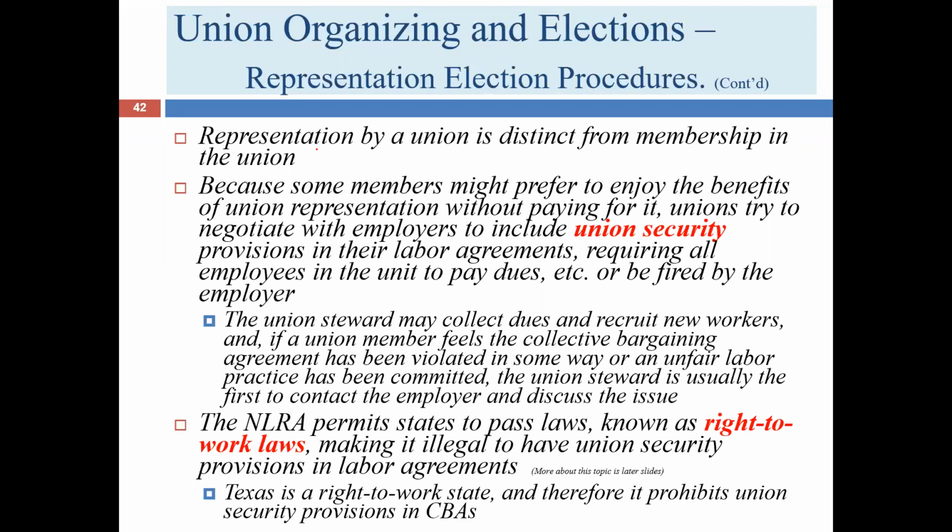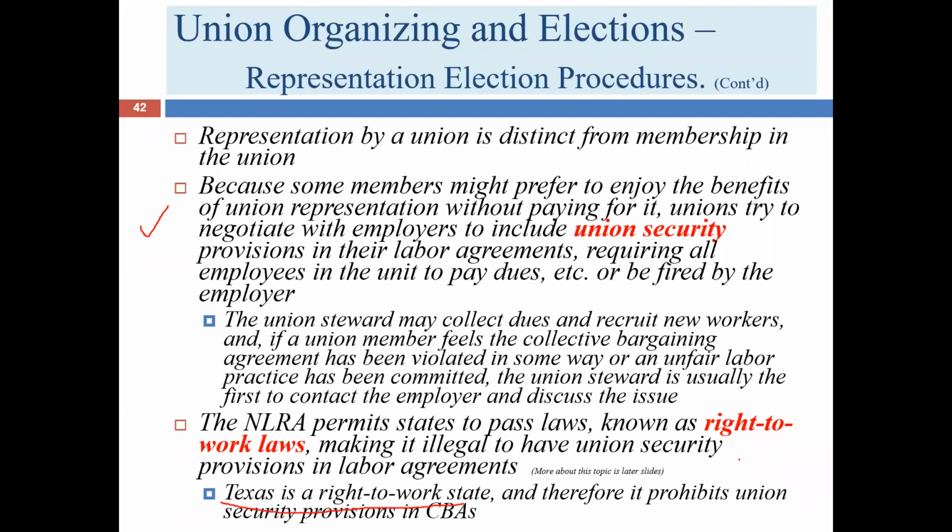Okay, so let's talk about union security provisions. Now we're going to talk about right to work in more detail. So we have two choices. About half the states are union security states, and half the states are right to work states. Texas is a right to work state. You do need to know this for the test for sure.